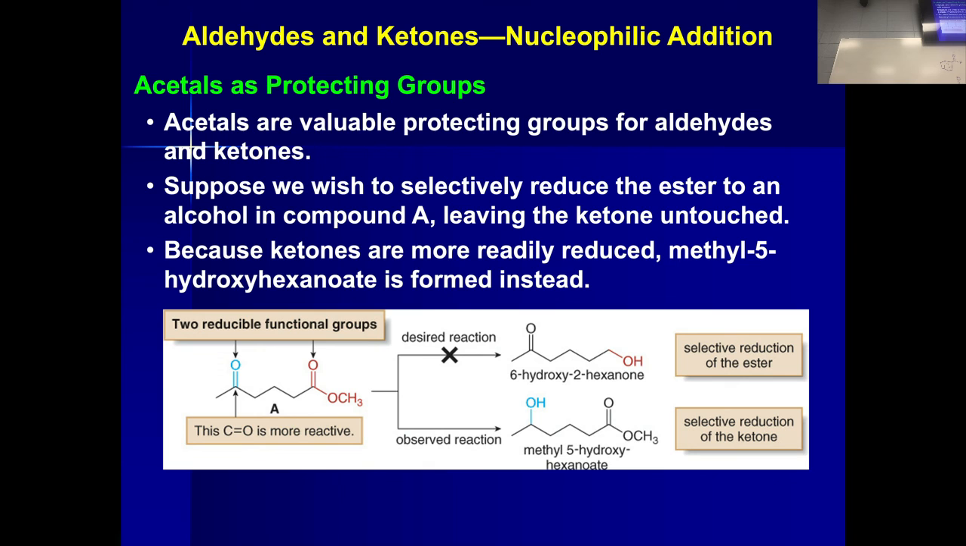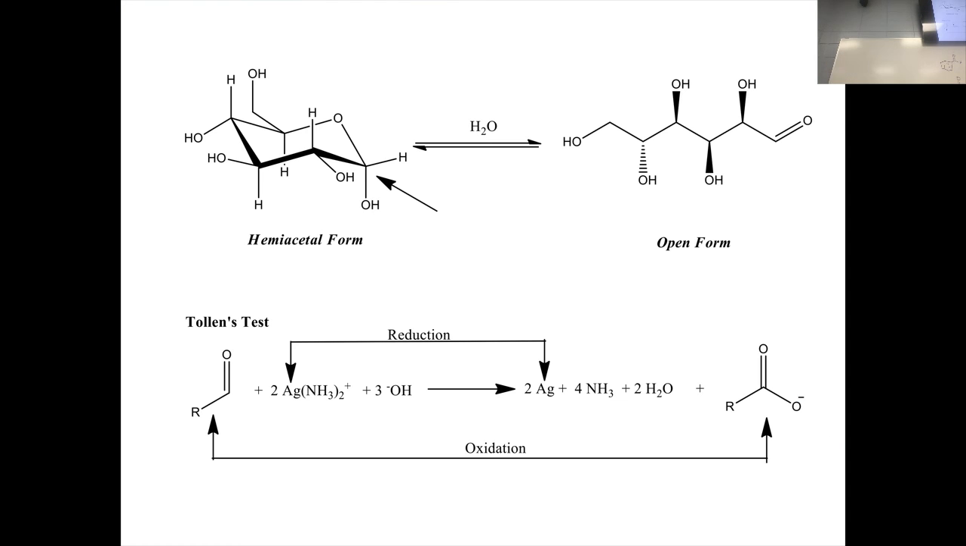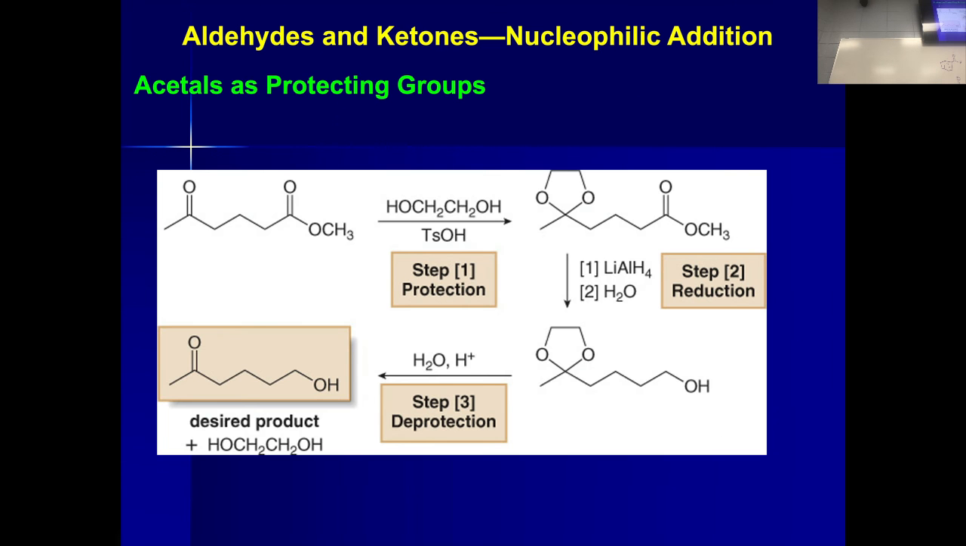Well, what we can do is we can protect the ketone as an acetal. Okay? And so, if I had moved it correctly, okay, that's what this is all about. So what we can do is we can take the ketone, we can react it with the ethylene glycol, with tosic acid.